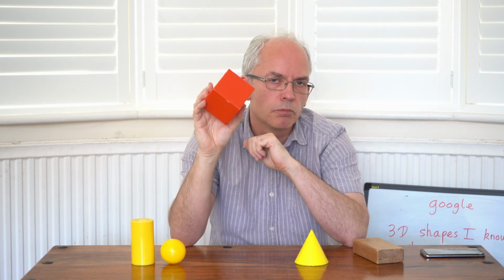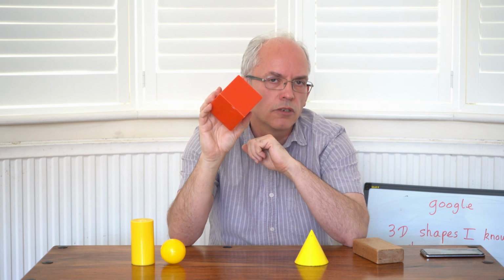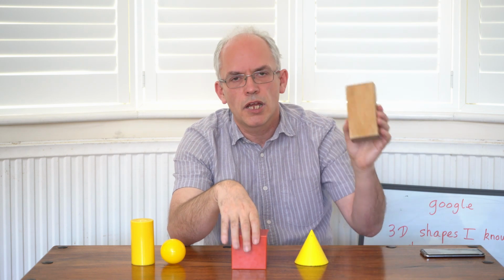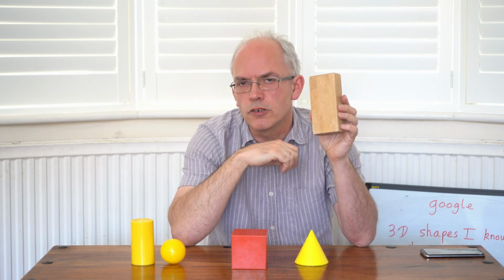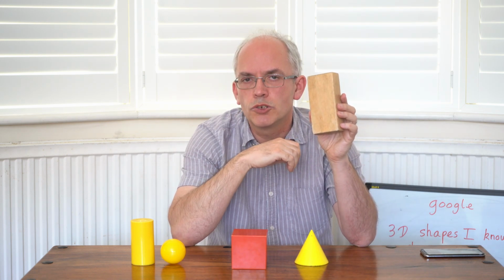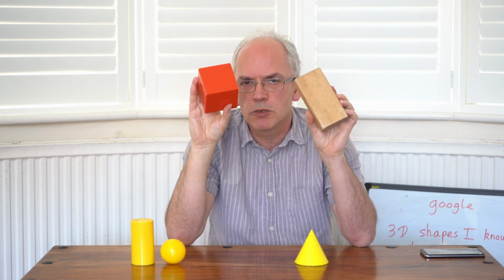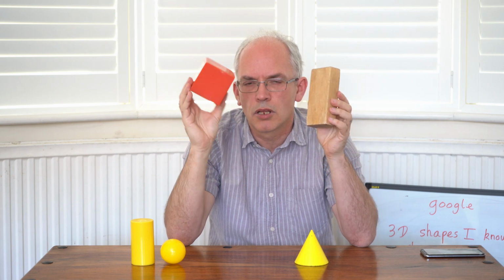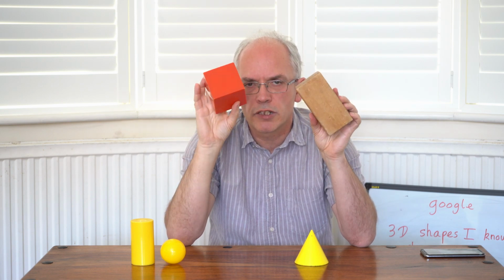The cube has got 6 faces, 12 edges and 8 vertices. And the cuboid has got 6 faces, 12 edges and 8 vertices. But are they the same shape? What's different about these two shapes?